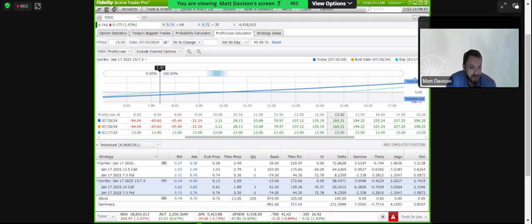But again, that's because the option market is assuming that the capital that you're saving is going into something that's yielding the risk-free rate. If you can do something better than that, then the synthetic suddenly becomes a little bit more attractive.